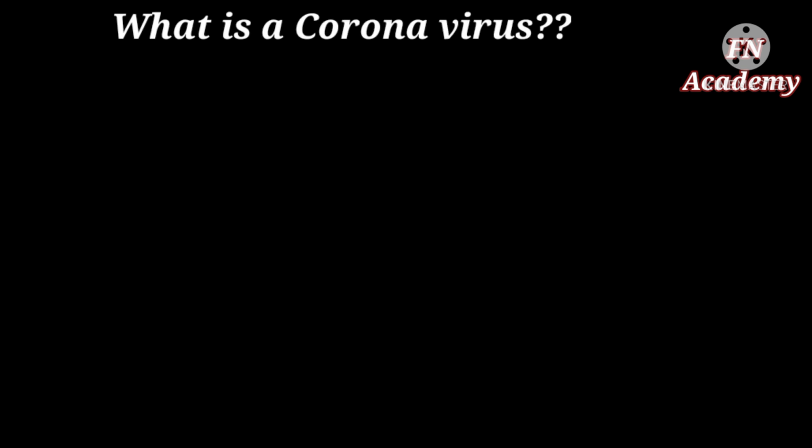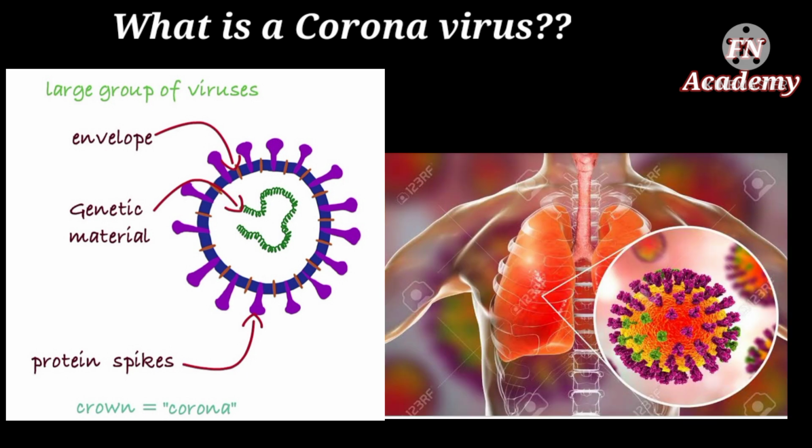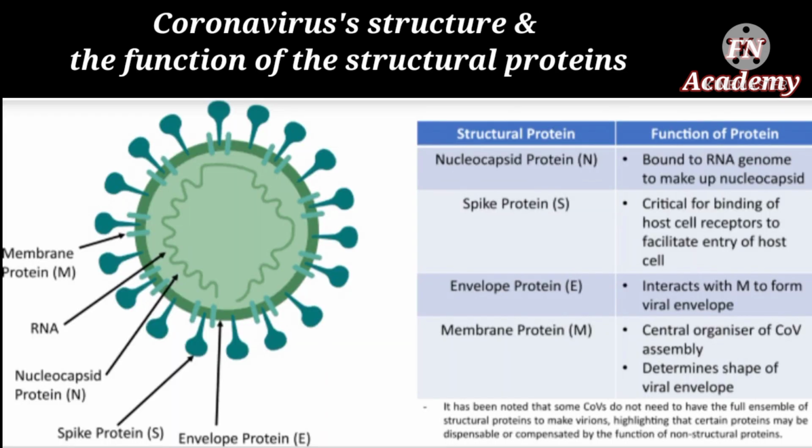Now coming to our first question: what is a coronavirus? Coronaviruses are a large group of viruses. They consist of a core of genetic material surrounded by a lipid envelope with protein spikes. This gives the appearance of a crown. Crown in Latin is called corona, and the virus gets its name coronavirus. So here we are talking about coronavirus.